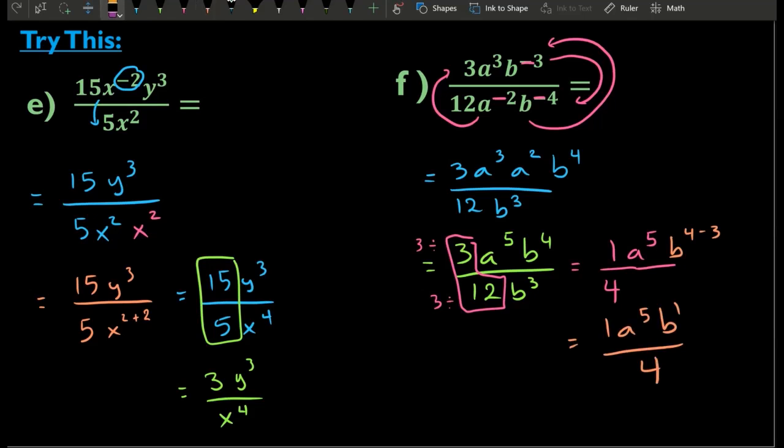And sometimes when the coefficient is 1, we don't write it. And also b to the first power, sometimes we don't write it. It's not wrong if you write it. I will be okay with it.